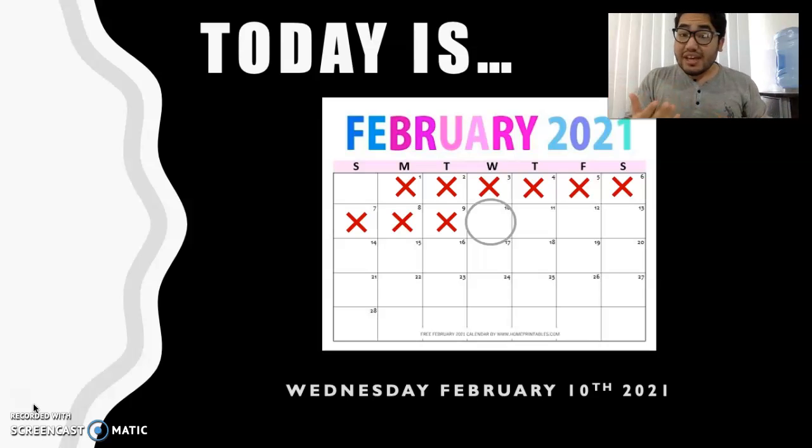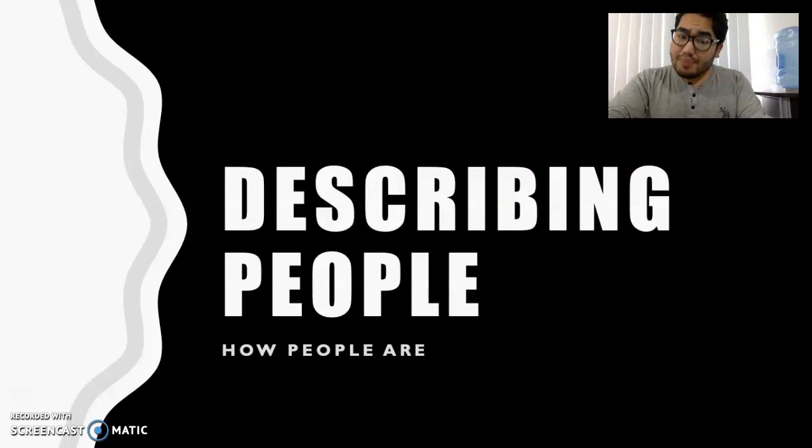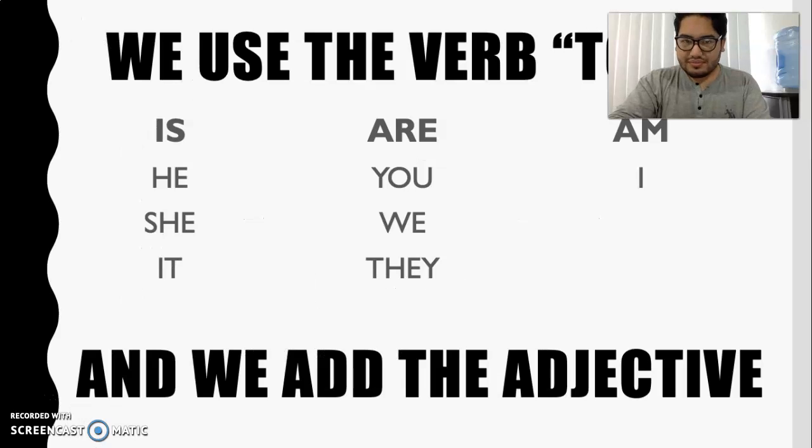Okay, so today is Wednesday, February 10th, 2021. And what we are going to see today is how to describe people. How people are. Okay, let's start.